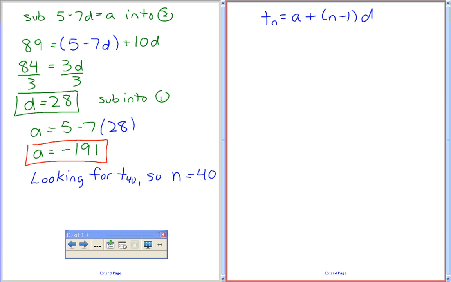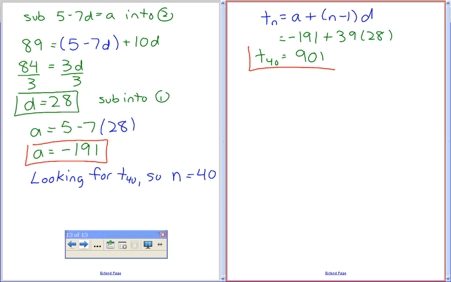Okay, so we'll just start subbing the numbers in now. It's going to equal then, A was negative 191 plus 39 times 28, and T40 equals, I can't do that in my head. Let me save me there. 901. Now, does that number make sense?